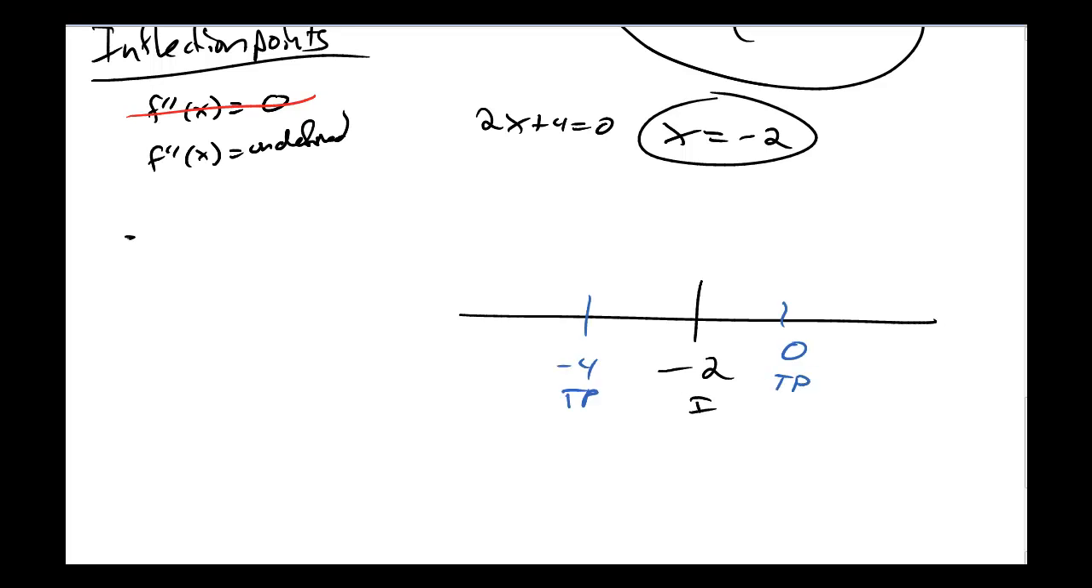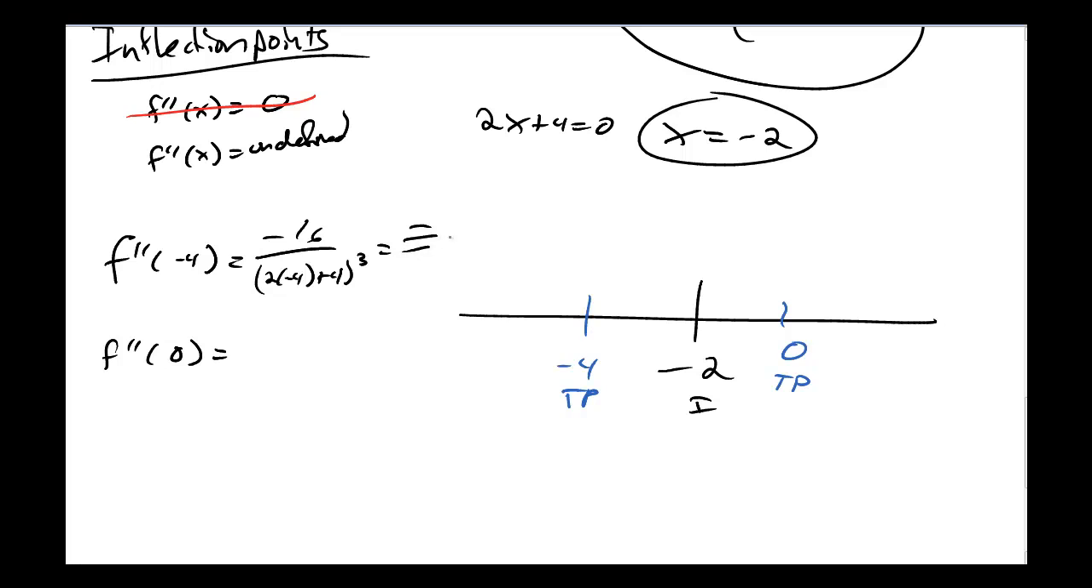For my inflection point, I take that negative 2, my test points, but I'm dealing with second derivative now, so I'm going to plug those into my second derivative. When I plug those into my second derivative, I'm going to be taking negative 16 over 2 times negative 4 plus 4. This time it's going to be cubed. This will give me a negative over a negative, which is a positive, and positive means concave up. When I plug in 0 into my second derivative, I'm going to get negative 16 over 4 cubed. This is a negative over a positive, which is a negative, and that means I'm concave down.